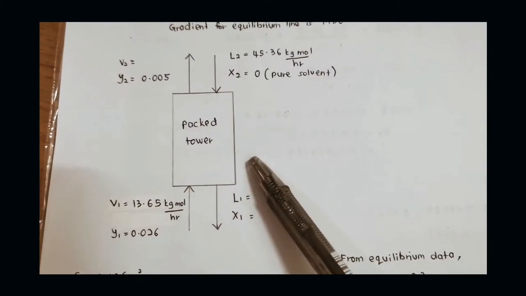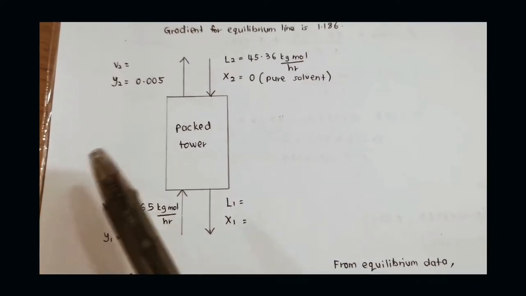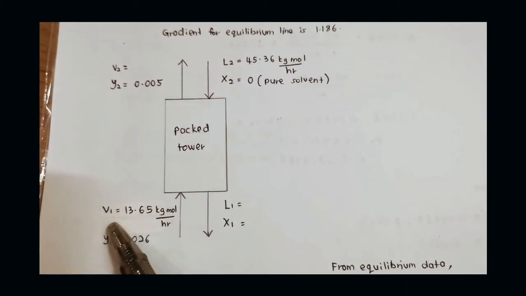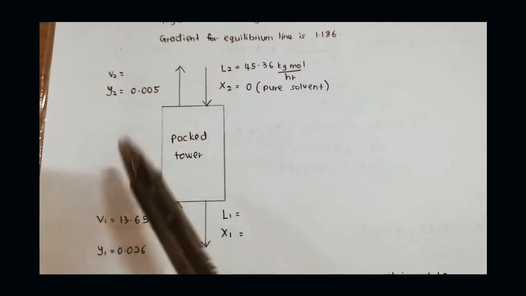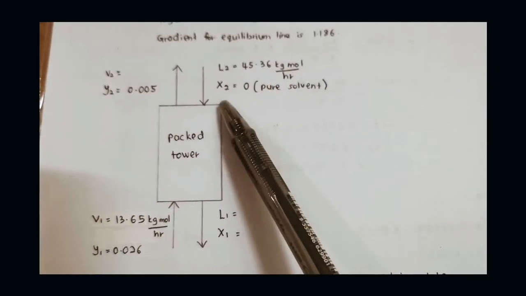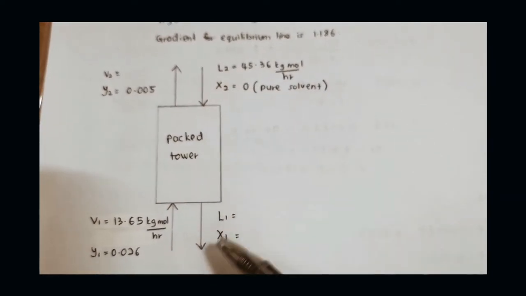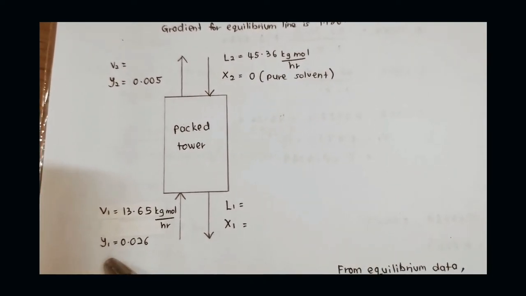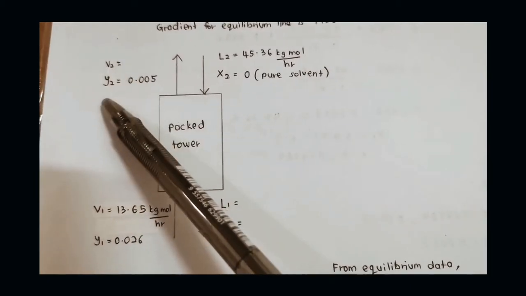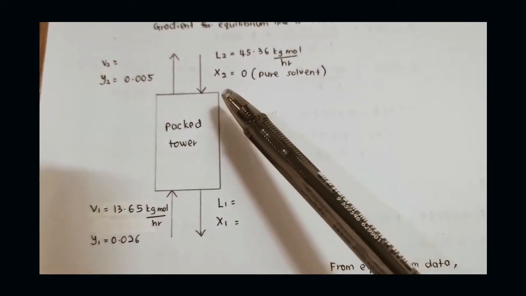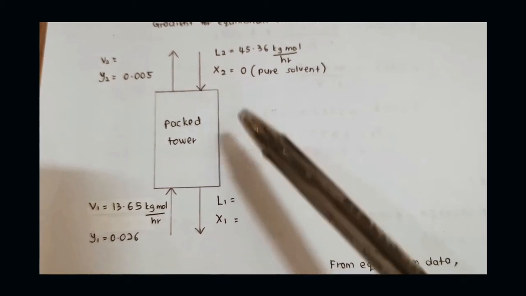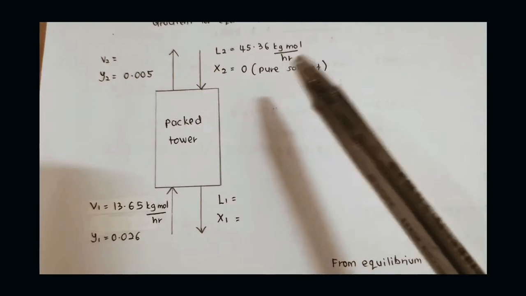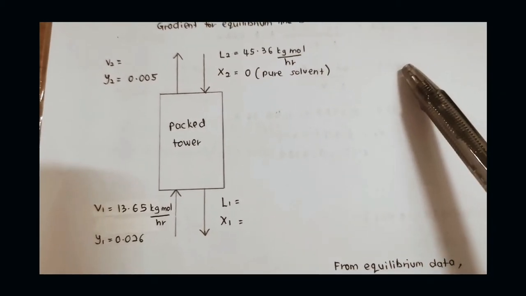Okay, it consists of two main streams, that is gas stream and liquid stream. For the inlet gas stream, we denote as V1. For the outlet is V2. For the inlet liquid stream is L2 and outlet is L1. And the composition for the inlet gas stream is Y1, outlet is Y2. Inlet composition for liquid stream is X2 and outlet is X1. And then we fill in the blanks from the information given in the question.